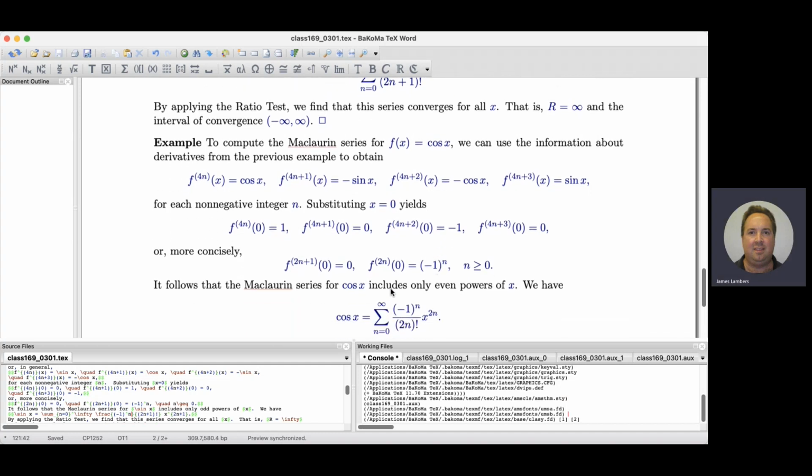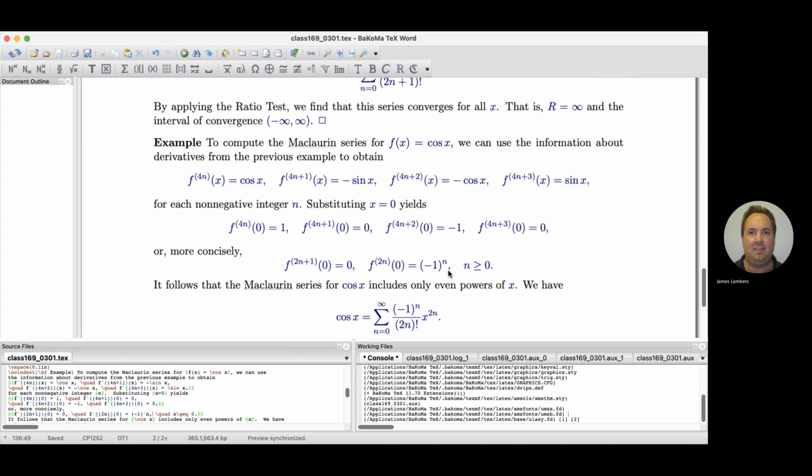So now the Maclaurin series for cosine of x, I have only even powers because all of these coefficients are 0. So I'll have x to the 2n over 2n factorial. And then what goes up top is the 2nth derivative at x equals 0, which has been found to be minus 1 to the n.